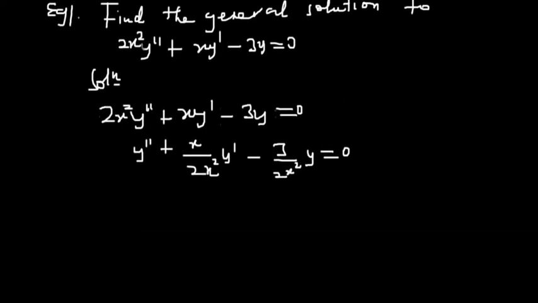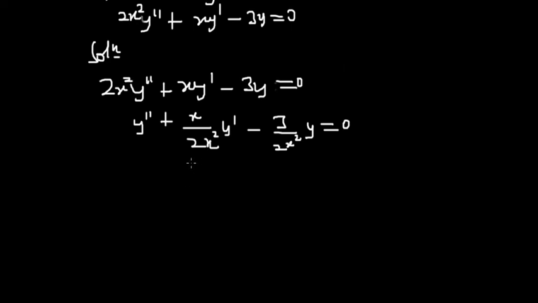Right, so let's proceed. Now we could notice that we have our general formula. Let me rewrite the general formula, then you get to know. So we have p of x y prime, and then we have q of x y equal to 0.